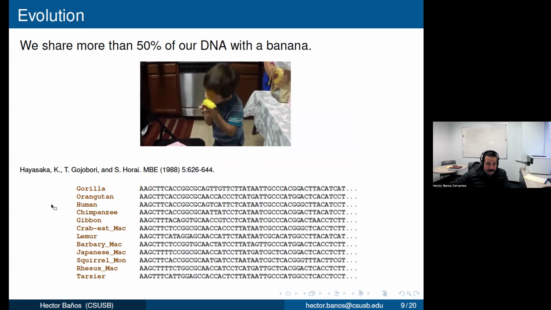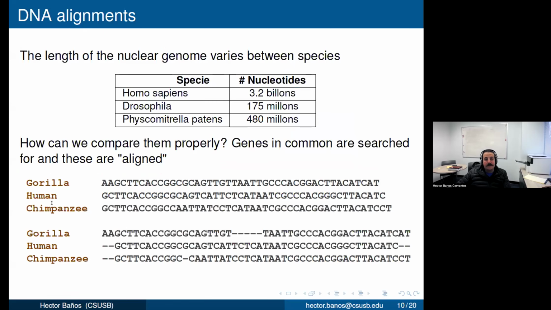Now, there's a lot of mathematics involved in these processes. The first one is alignments. So when we talk about comparing different DNA for species or genes, we have to have in mind that the nuclear genome, or the DNA between species, is really variable. Humans, or Homo sapiens, have a DNA length of 3.2 billion nucleotides, whereas Drosophila, the fruit fly, has 170 million, and Physcomitrella patens, which is a kind of moss, has 408 million.